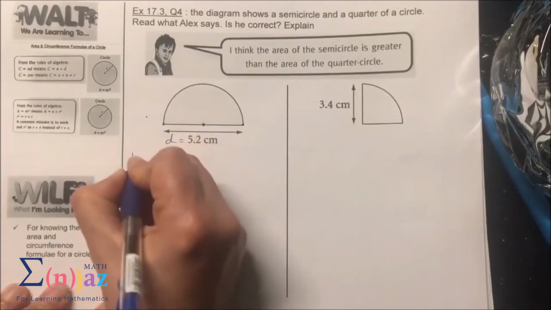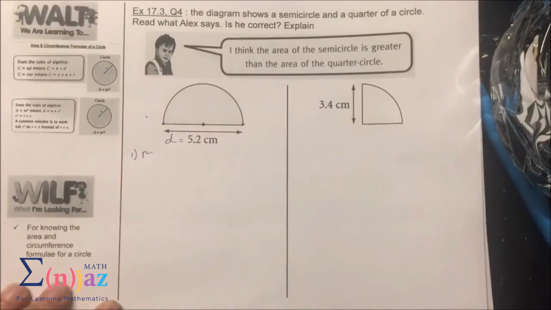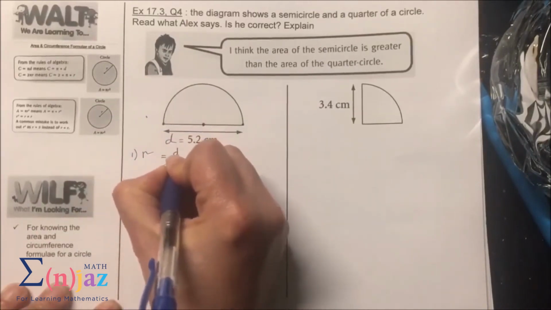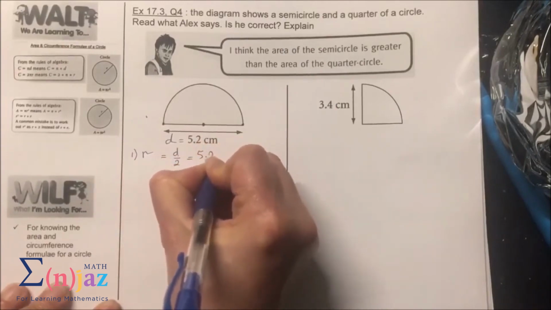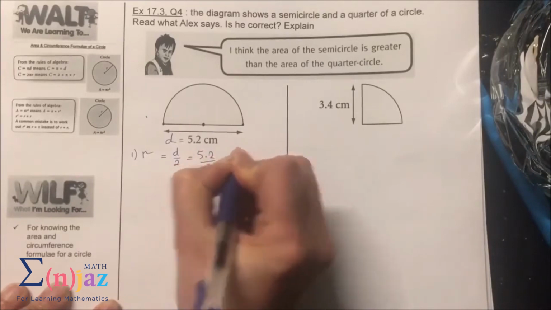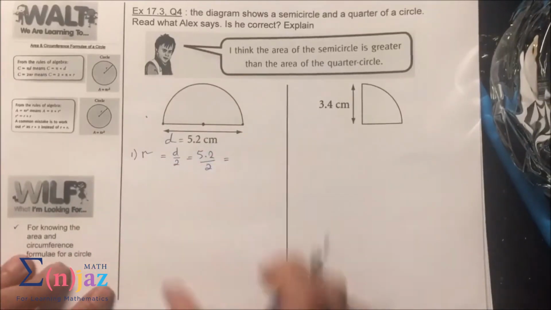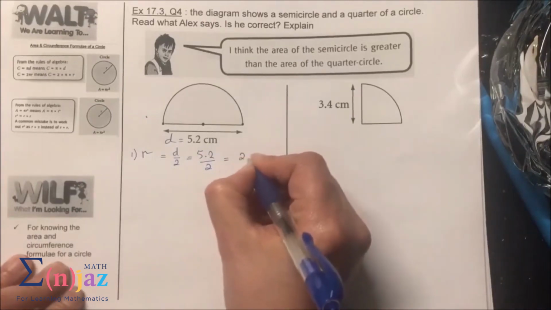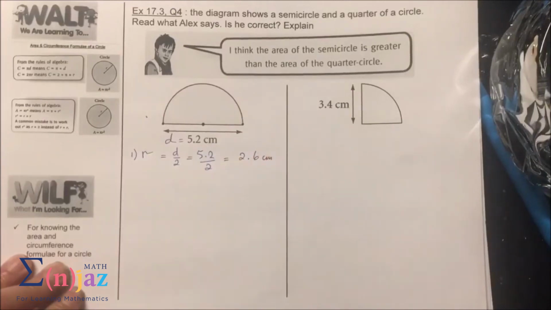So accordingly, we are going to find the radius in the first step, which is equal to d over 2, and it's 5.2 over 2. I will not be able to show the calculations here. I have no space, so I'm just going to write the answer, which is 2.6 centimeter.